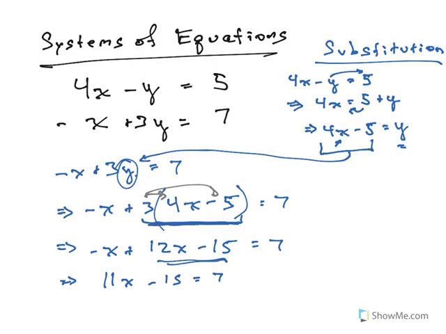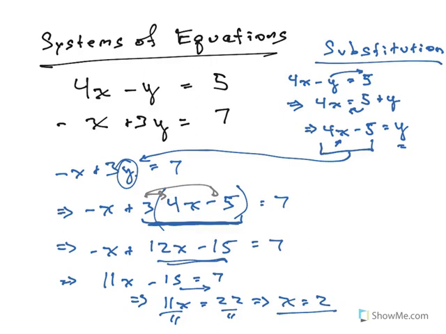Again, I want to solve this for x, so I want to get the x term by itself. The first thing I'm going to do is bring the 15 over to that side. So 11x equals 7 plus 15, which is 22. Then I want to get x by itself, so I'm going to divide by the 11, and I get x is equal to 2. I now have a value of x. X is 2.